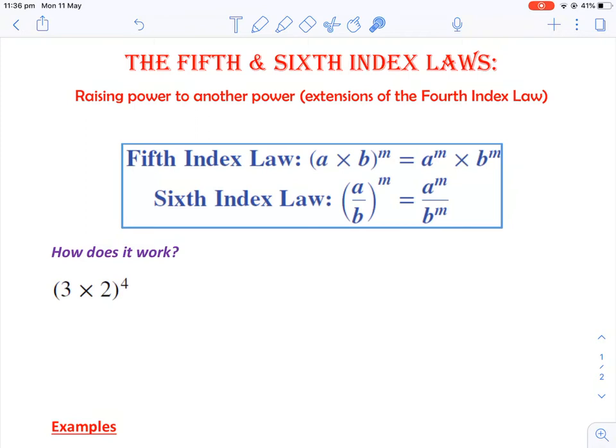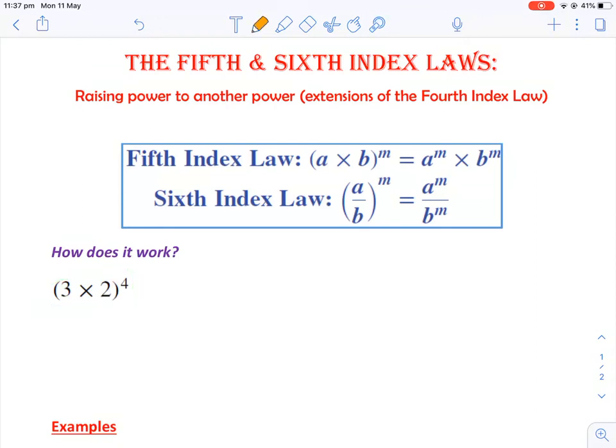The sixth index law is the same, but instead of multiplying, it is dividing. So if A divided by B and this one raised to index m, then everything inside the brackets is raised to that index. It looks so complicated, but let's check it out. Let's do this simple example. You will understand how it works.